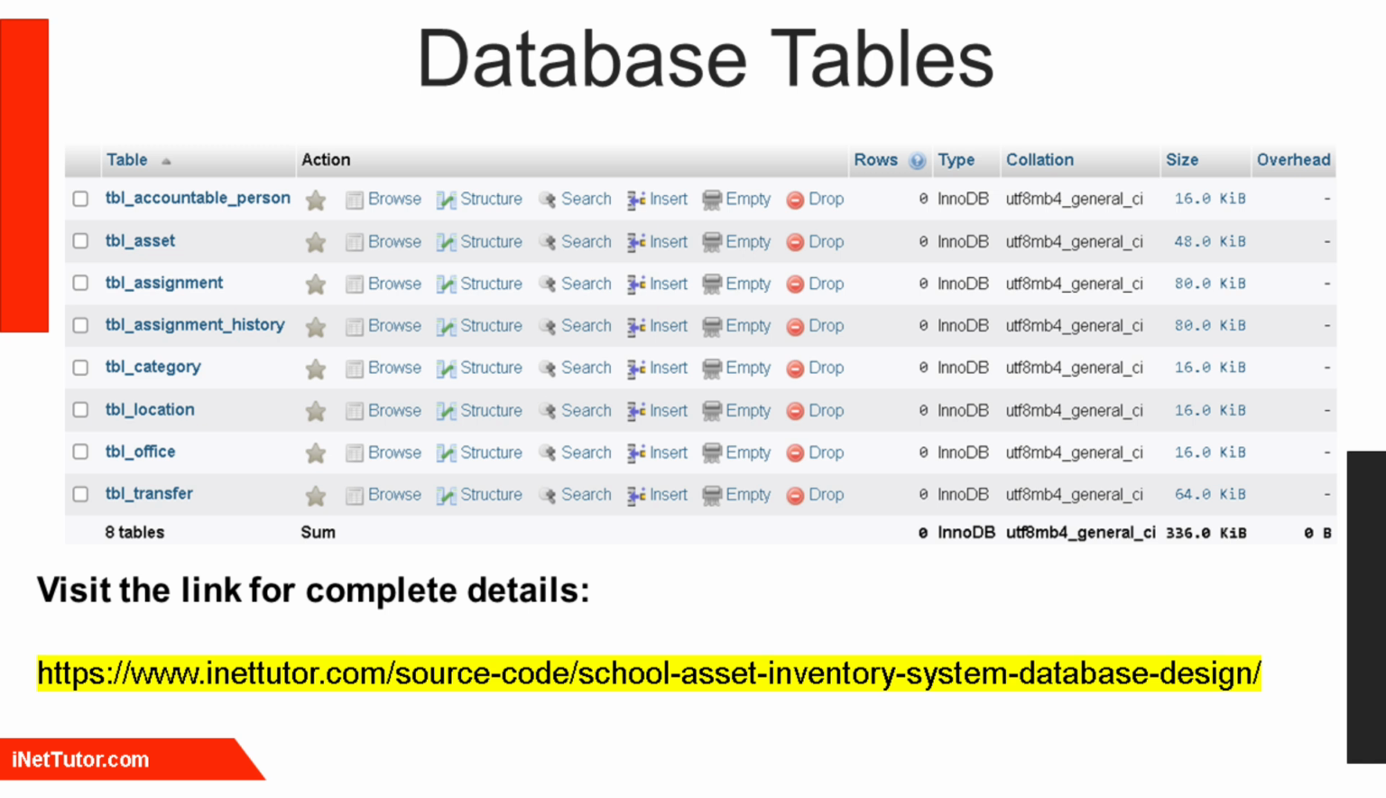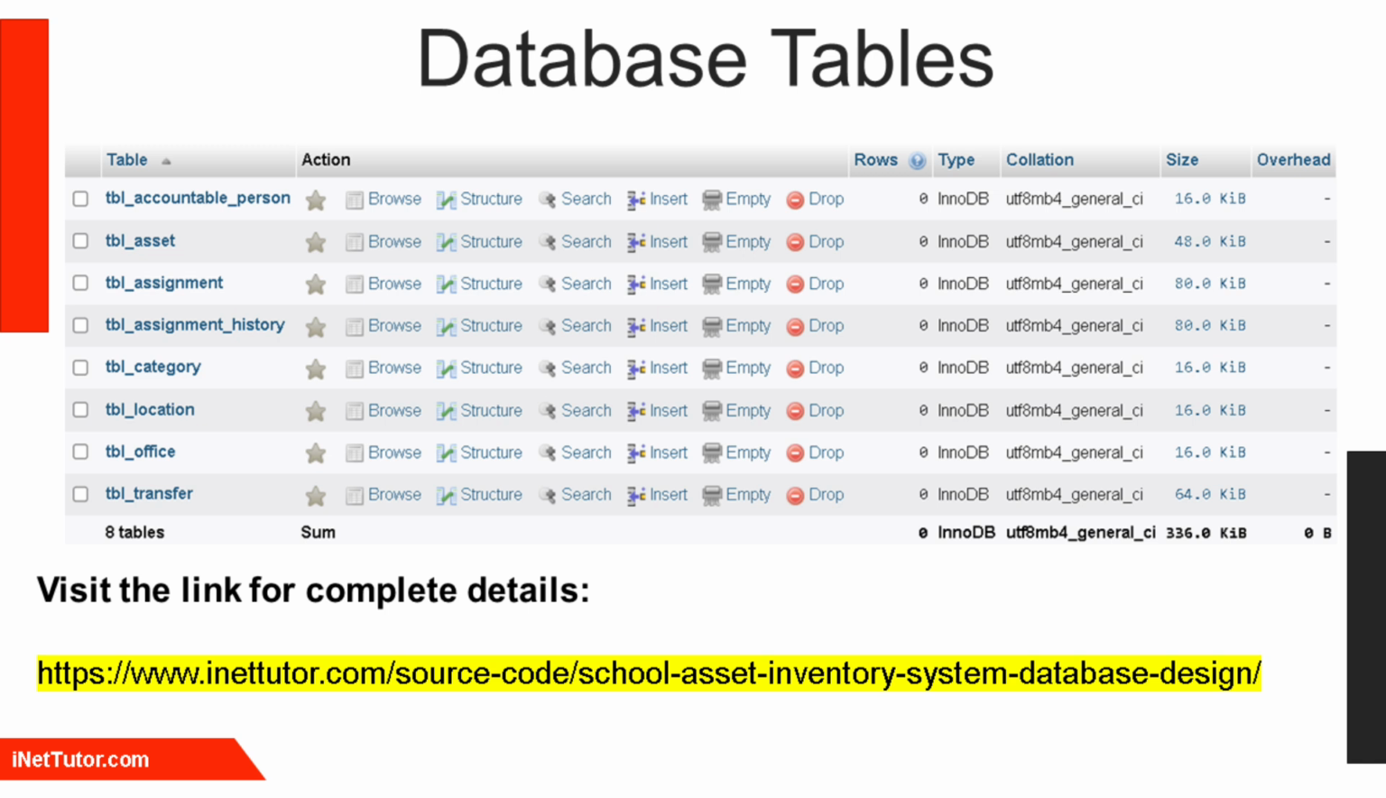The TBL_accountable_person contains information about individuals managing assets, including their contact details and login credentials. The TBL_asset serves as the central repository for asset information, linking each asset to its category and status.